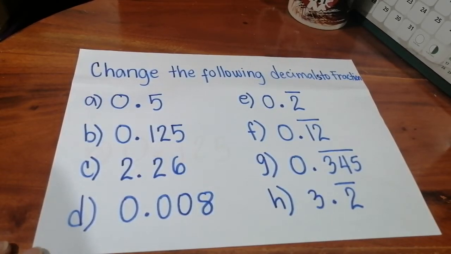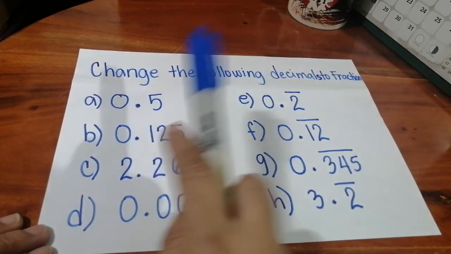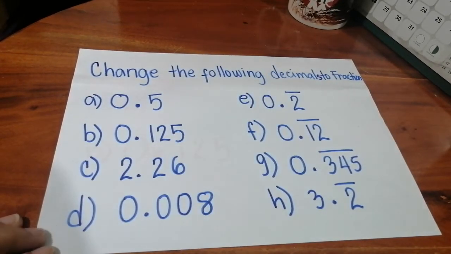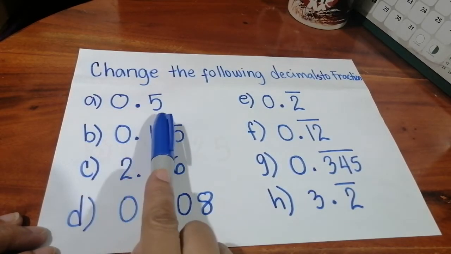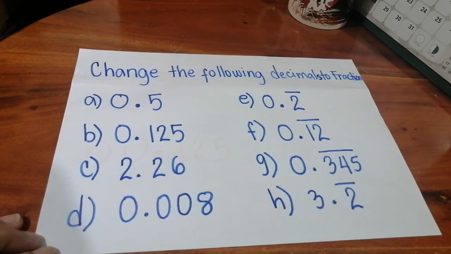Today I'll be discussing changing decimals to fractions, the tricks, or the easiest way of changing decimals into fractions. The first thing you need to remember when you change a decimal number to a fraction is to count the number of digits after the decimal point. That number of digits will tell you the number of zeros that you will be putting in the denominator.